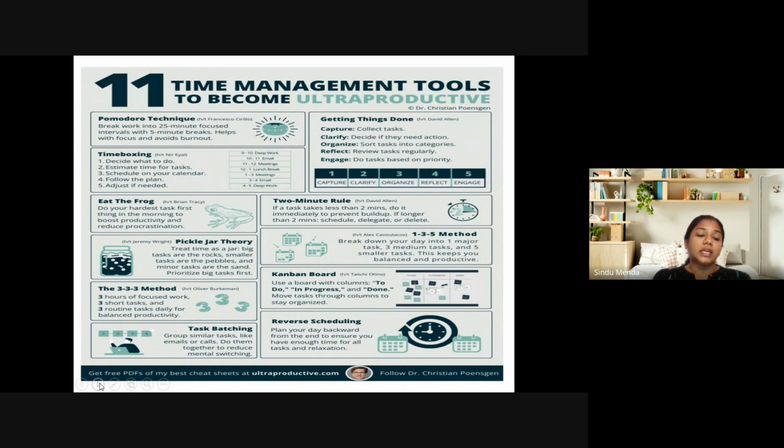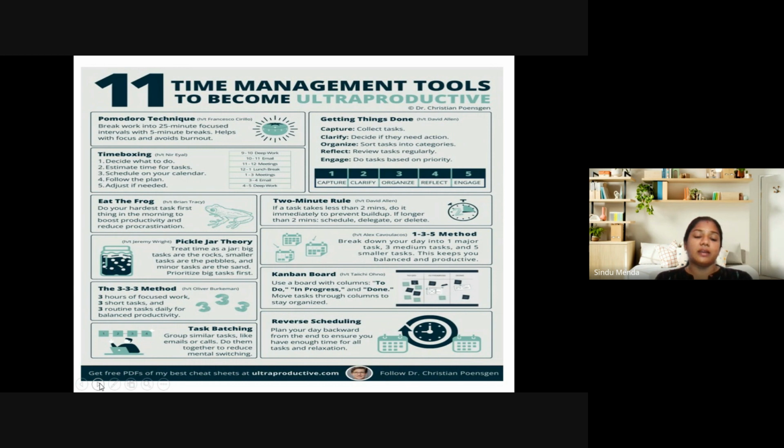The next one is eat the frog. What does the eat the frog technique mean? It is a time management strategy that involves starting your day by completing your most important or challenging task first. The goal is to make progress on your top priorities, build momentum, and manage your schedule more effectively. It is inspired by Mark Twain's quote, "Eat a live frog first thing in the morning, and nothing worse will happen to you the rest of the day." So you need to give priority to the first challenging task.